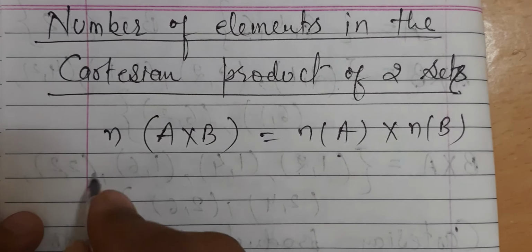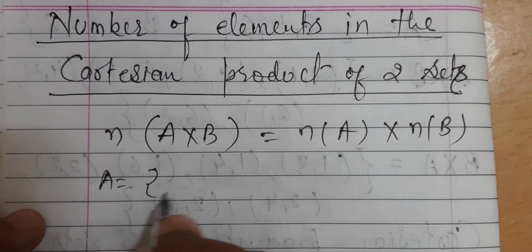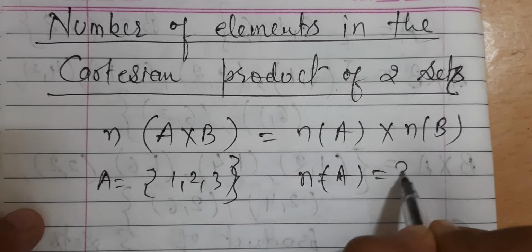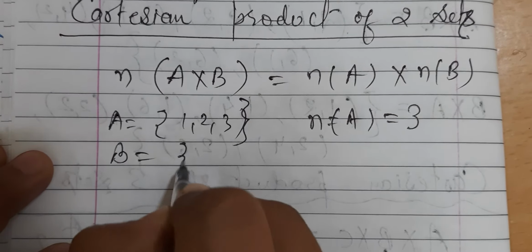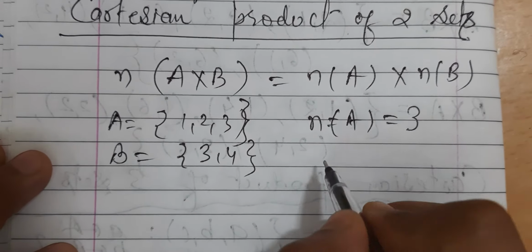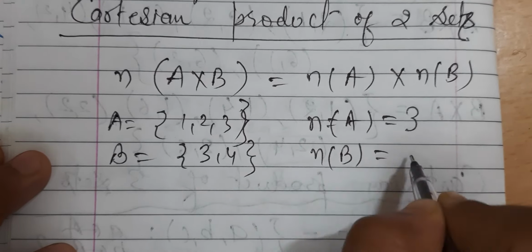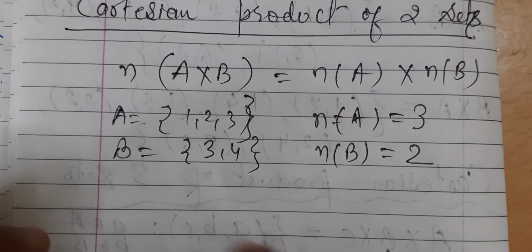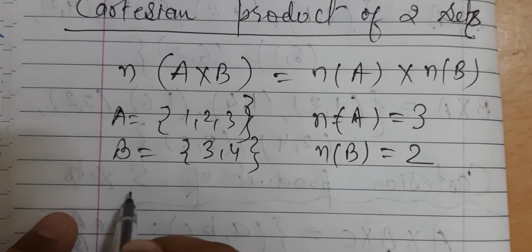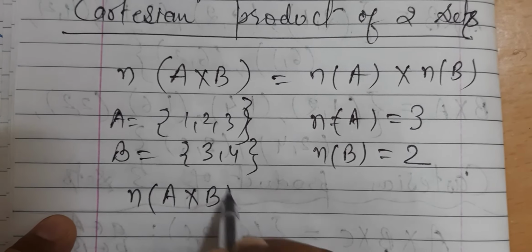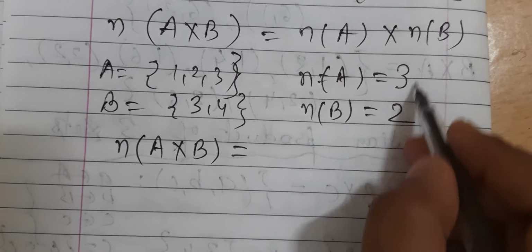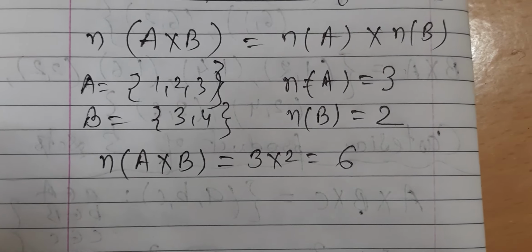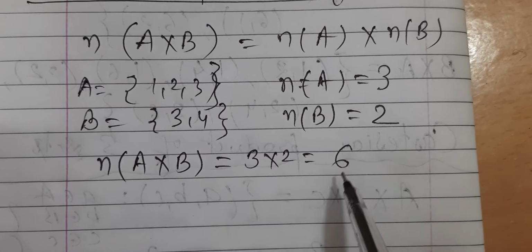In simple words, if we are given a set A whose elements are 1, 2, 3, or if we are simply given that the total number of elements in set A is 3, and we are given one more set having 2 elements, so the number of elements in set B is 2. So directly we can say how many total elements there are in the Cartesian product of A and B. The total number of elements in A cross B is the product of these, 3 multiplied by 2, that is 6. So the total number of elements in the Cartesian product of A and B is 6.